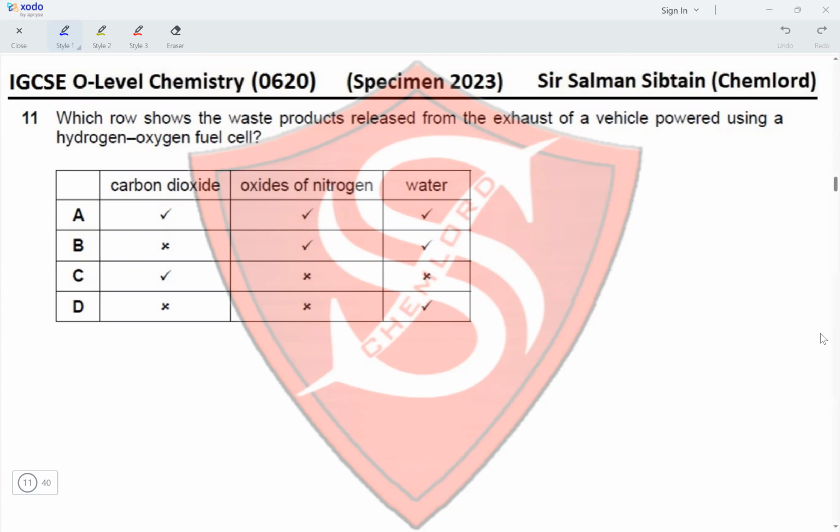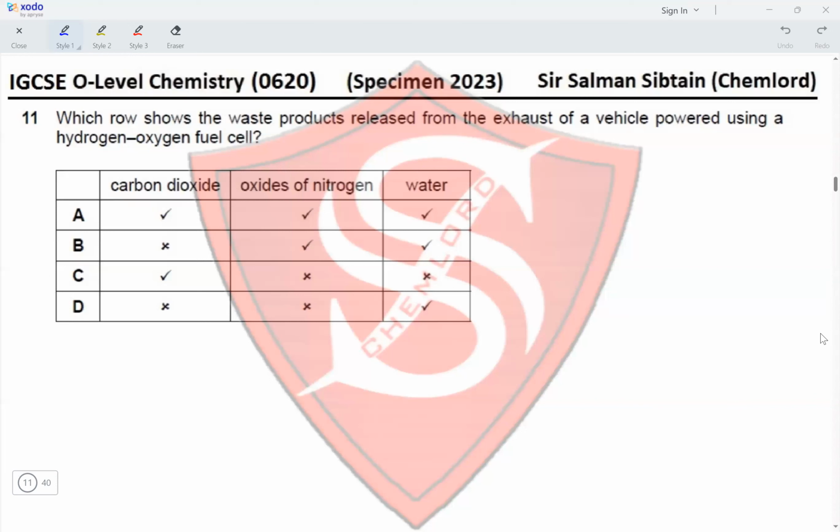Hi guys, this is IGCSE O-Level Chemistry, paper 22, Extended MCQs, Specimen 2023, question 11. Which row shows the waste products released from the exhaust of a vehicle powered using a hydrogen-oxygen fuel cell? So we are talking about the waste product produced.